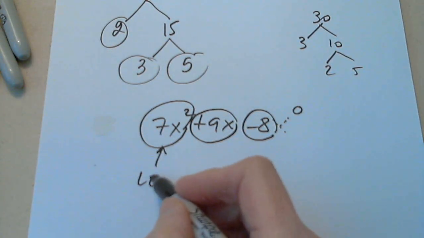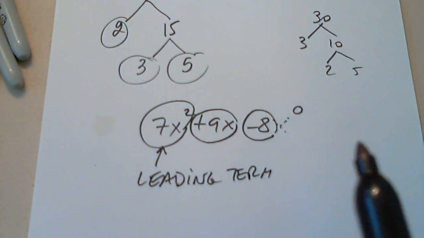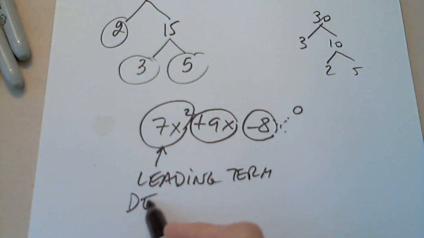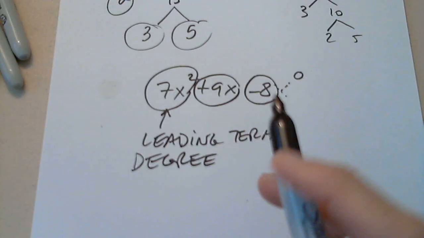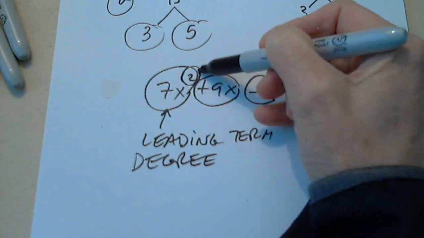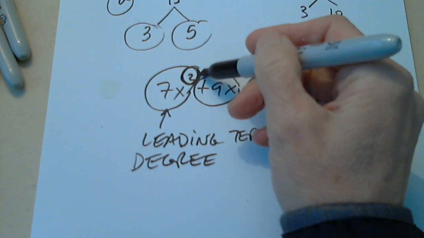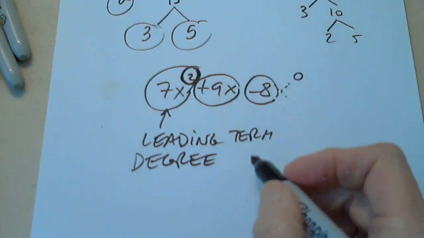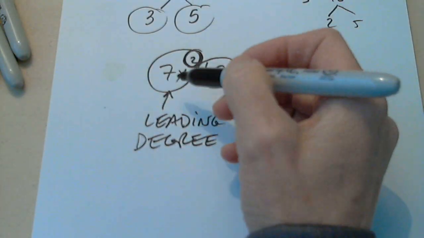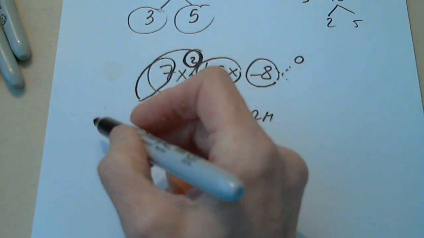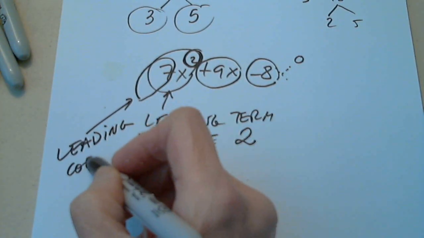This is called the leading term. And this is how we determine the degree of the polynomial. The degree of the polynomial is the largest power, if it's only one variable, the largest power of the variable. So degree 2. The leading term also has a coefficient. Leading coefficient.